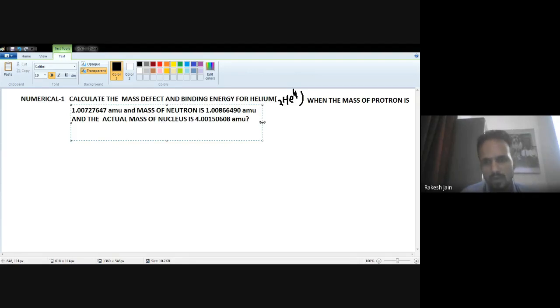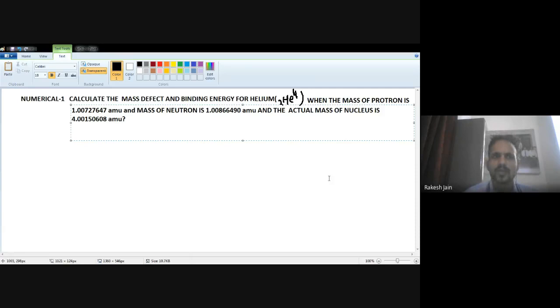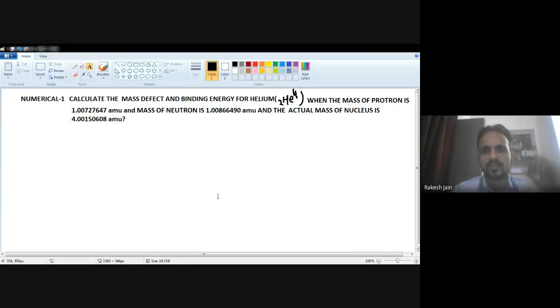So now we have to calculate the mass defect and binding energy for this numerical. This is the numerical in front of you: calculate the mass defect and binding energy for helium 2He4, where the mass of proton is this, the mass of neutron is this, and the actual mass of the nucleus is this.